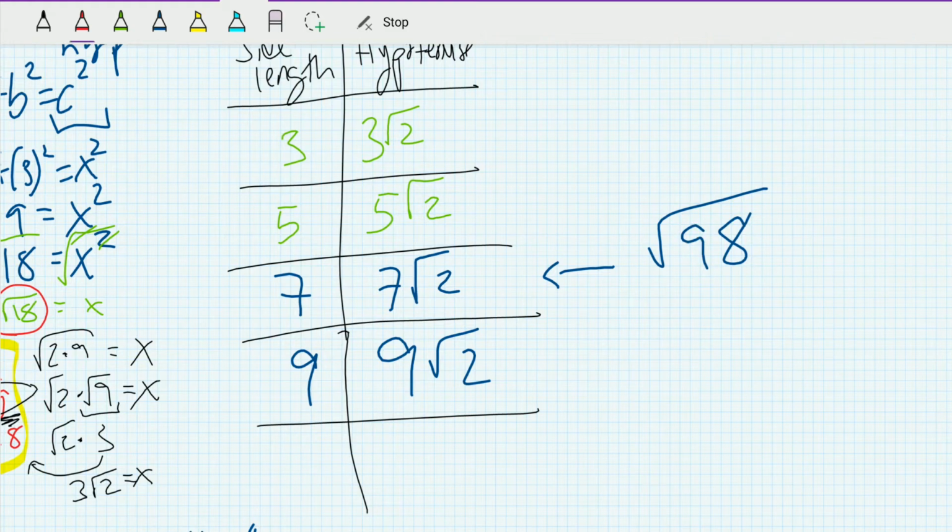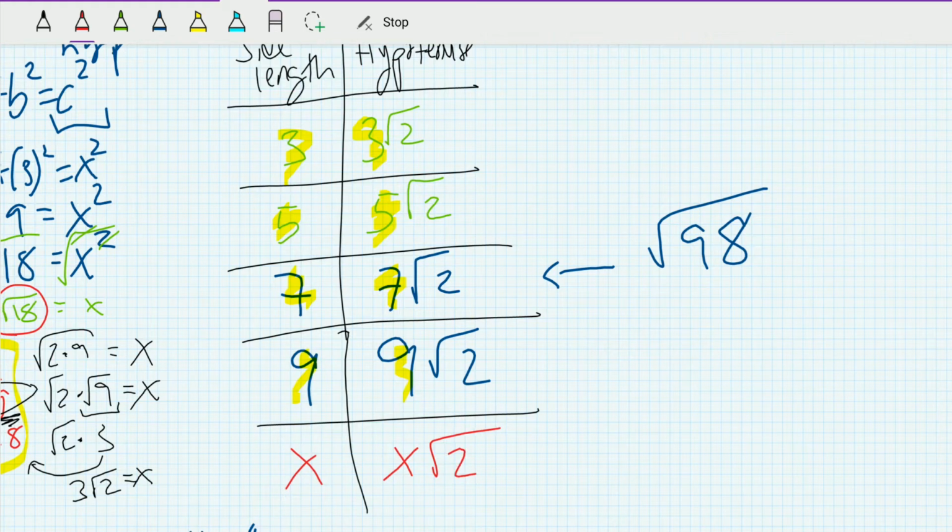Okay? And so what I can actually end up doing is, let's say I don't know the side length. It's x. So what would be the hypotenuse then? Well, look at the pattern, right? You're using the exact same number, with just the square root 2 behind it. So we're going to do x and then square root 2 behind it.